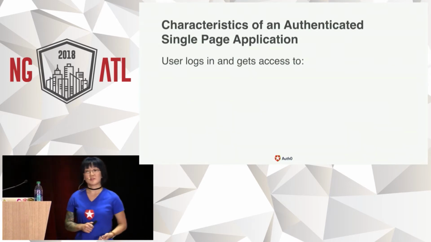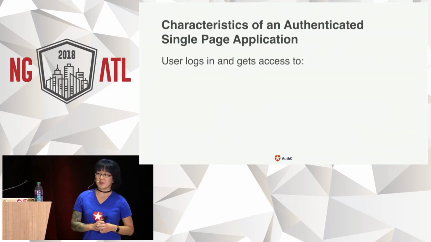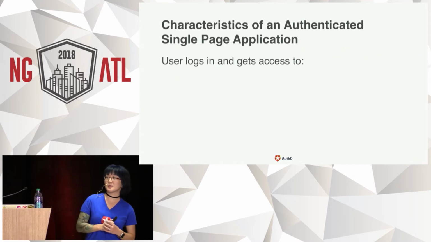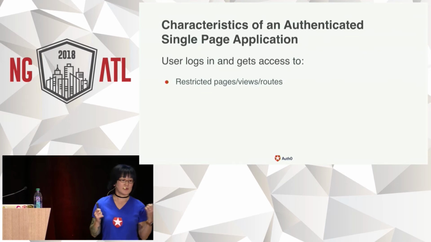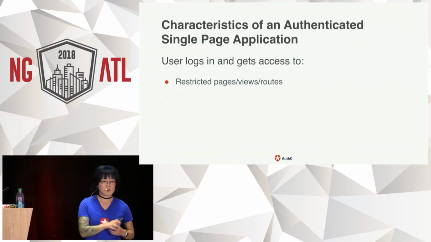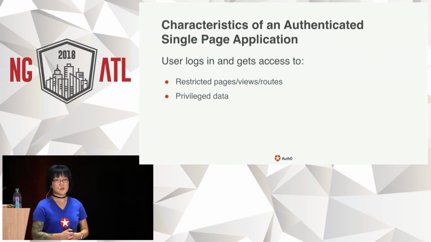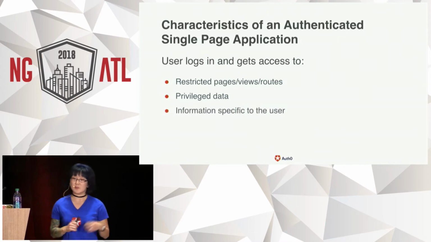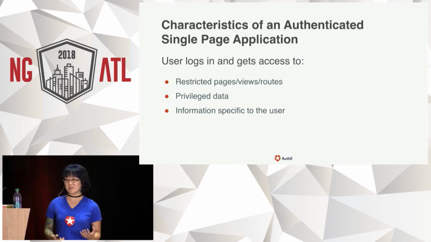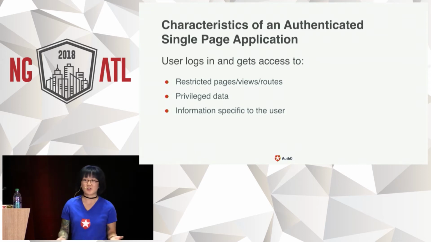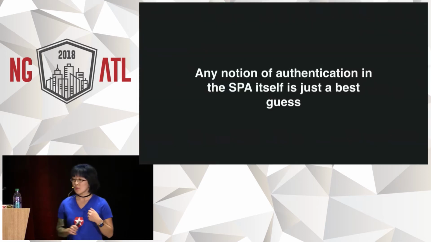So what are the characteristics of an authenticated single-page application? Well, they're the same as they would be for any other authenticated app. We want the user to log in and be able to access restricted pages, views, and routes. We want them to get access to privileged data, and they need access to information specific to their user. So how do we solve this when the client is, by its nature, extremely public?